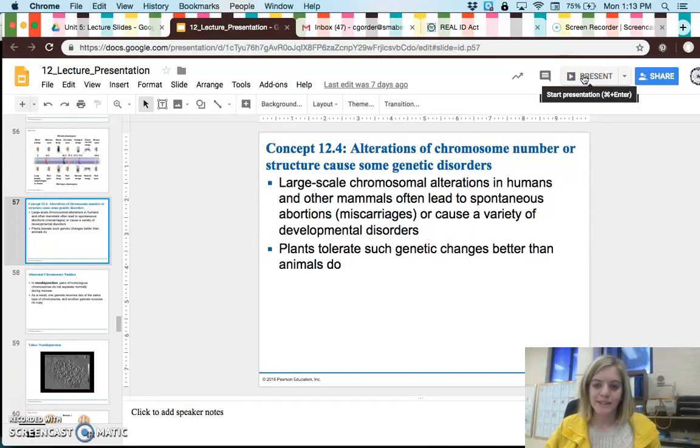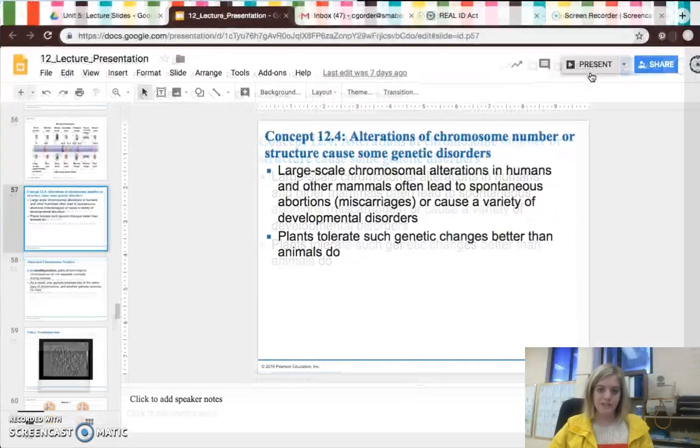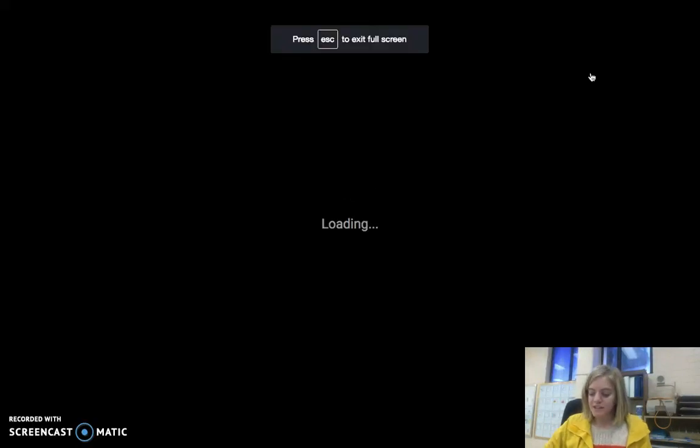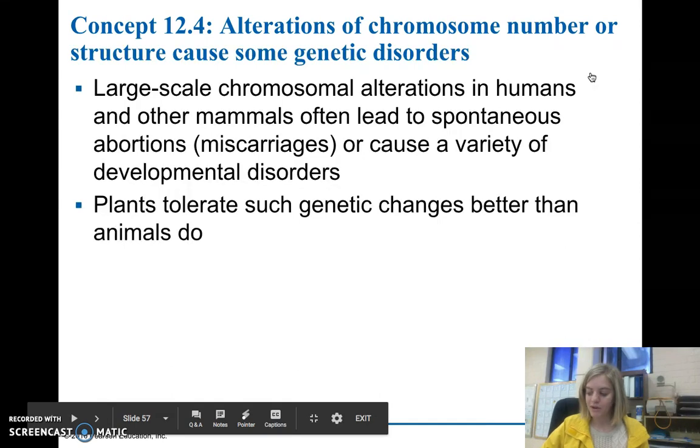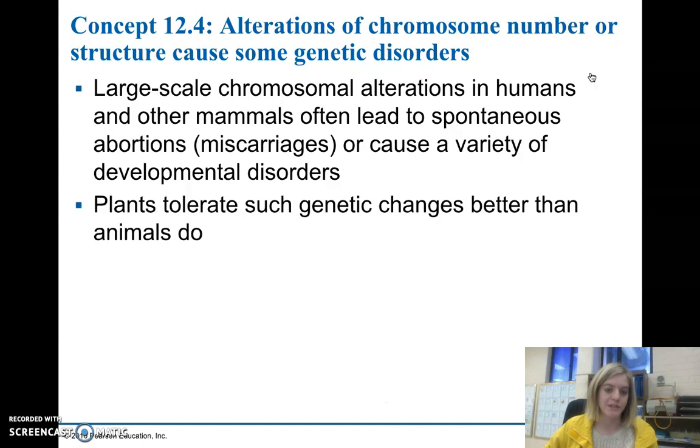Wonderful. Section 12-4 is actually a section a lot of people find very interesting, and that's because it deals with how alterations in chromosome number and structure can cause some changes and result in genetic disorders. So as you can imagine, our cells depend on the number of chromosomes that we have and the arrangement of those chromosomes. We now know many genetic diseases are caused by changes on the chromosomes.